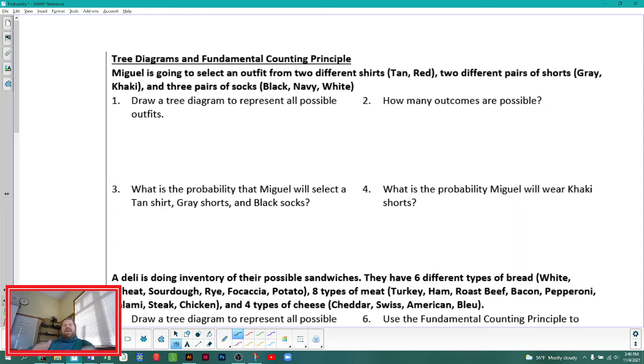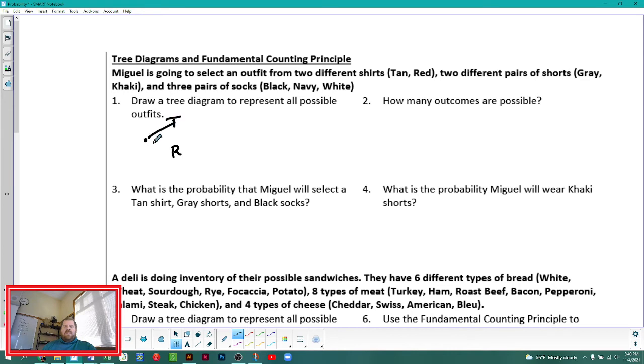So I'm just kind of blindly grabbing at clothes and trying to figure out what to wear. So let's pretend Miguel's got a blindfold on and he's picking things to wear. He opens his shirt drawer and he can either pick the tan shirt or the red shirt.